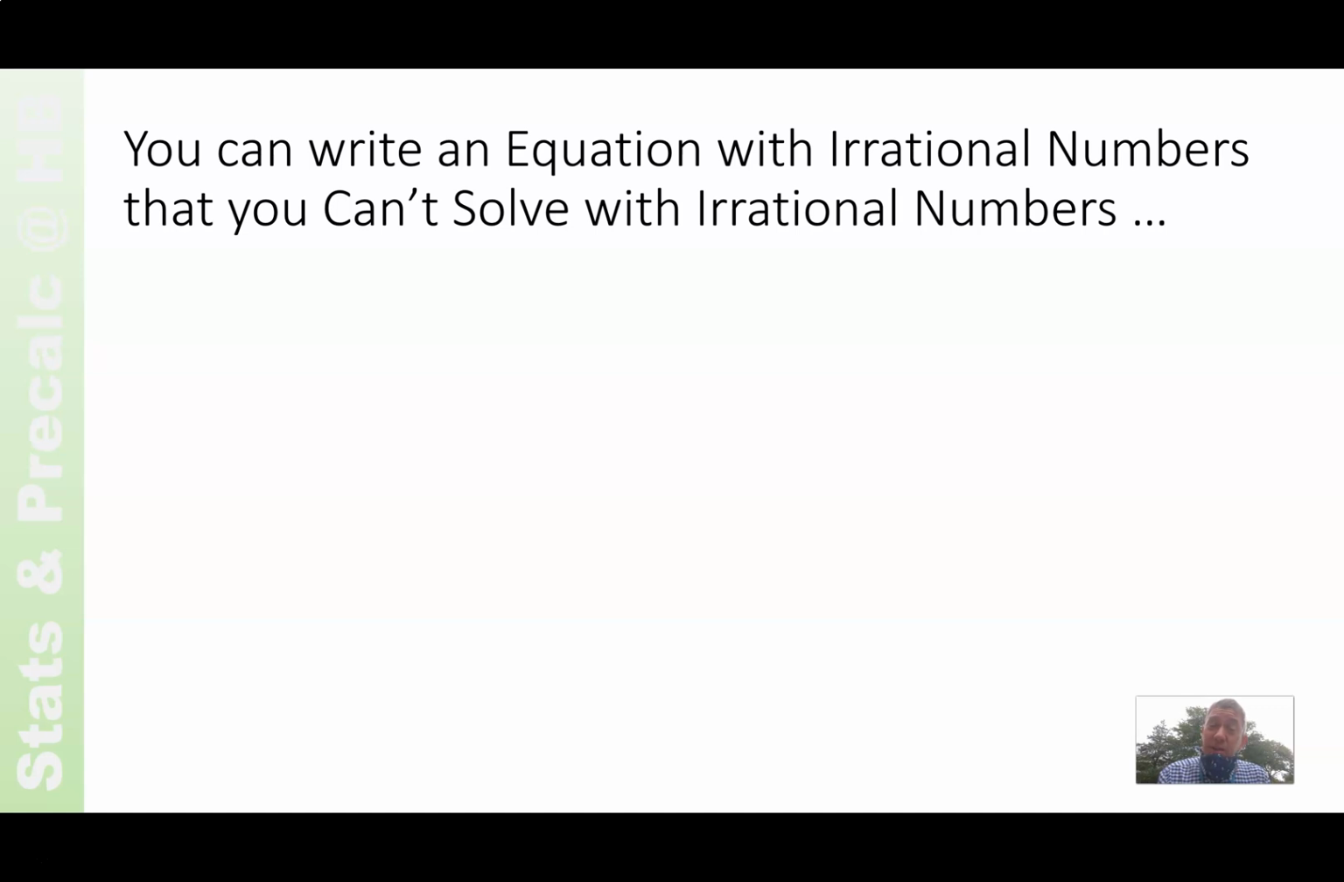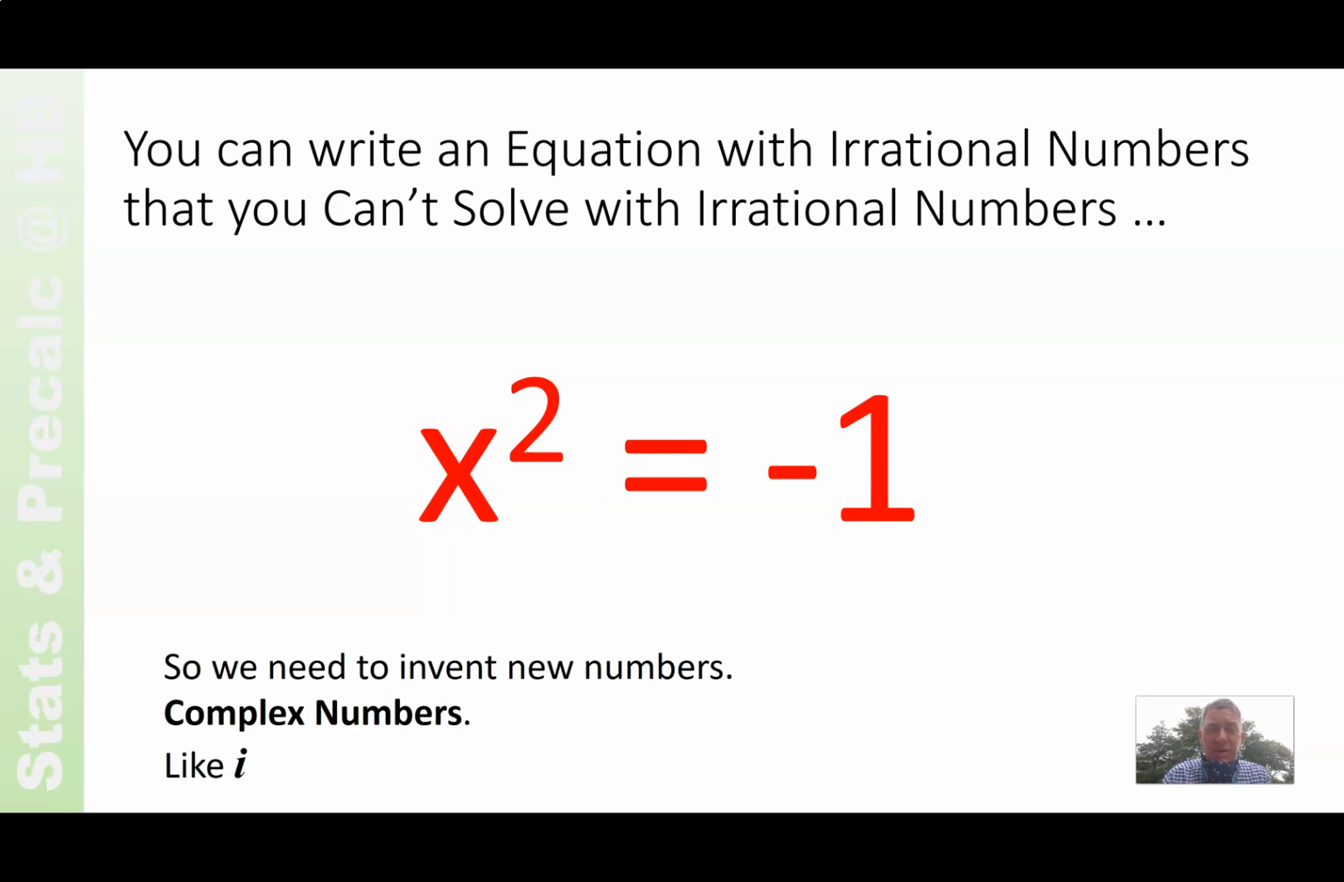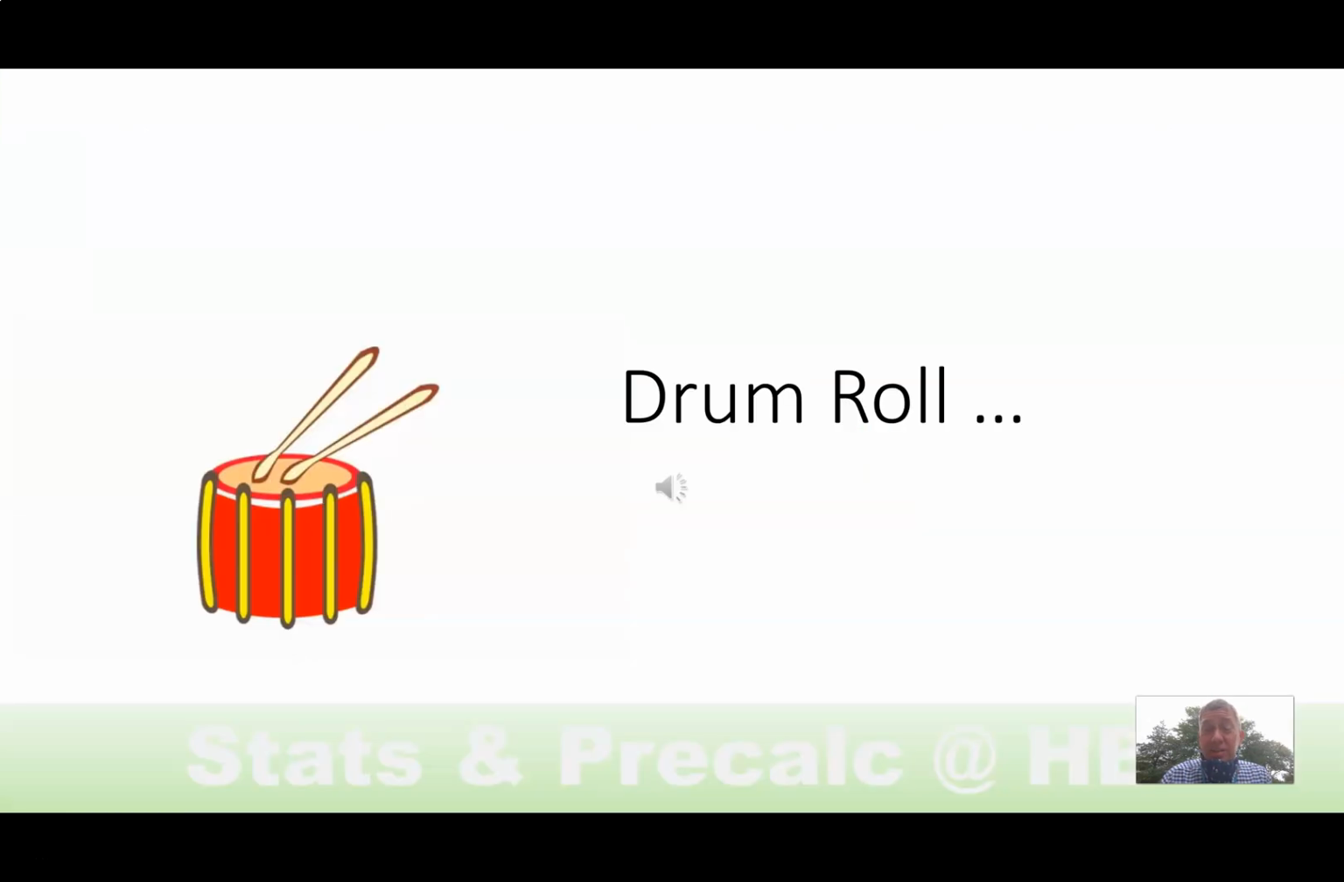But you can write an equation with irrational numbers that you can't solve with irrational numbers, like x times x is -1. Because when you're talking about irrational numbers, rational numbers, any real numbers at all, when you multiply them by themselves, you get a positive number. So guess what? Real numbers, irrational numbers are not complete. We had to invent new numbers, complex numbers like i, or 3 plus 5i, or things like that.